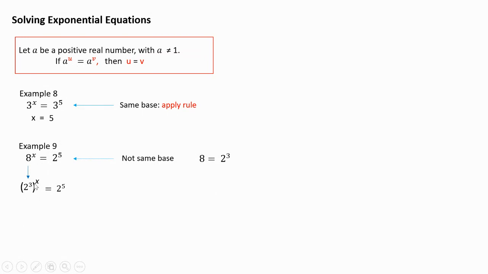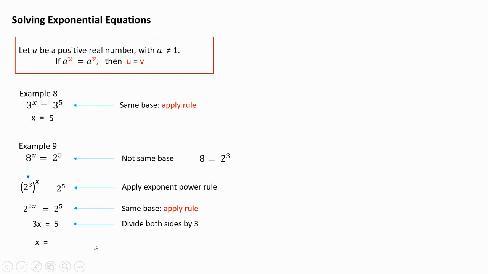Now I'm going to apply the power rule. When you have a base raised to a power and then to another power, we multiply the powers. So 3 times x is 3x. Now we have the same base, so now we can apply the rule. When you have the same base, the exponents must equal each other. So 3x equals 5. Now I solve for x. We divide both sides by 3, and we get x equals 5 over 3. So that's my answer for this one.